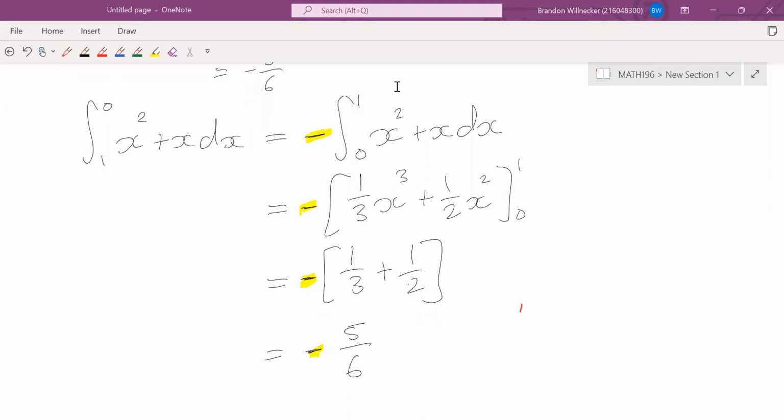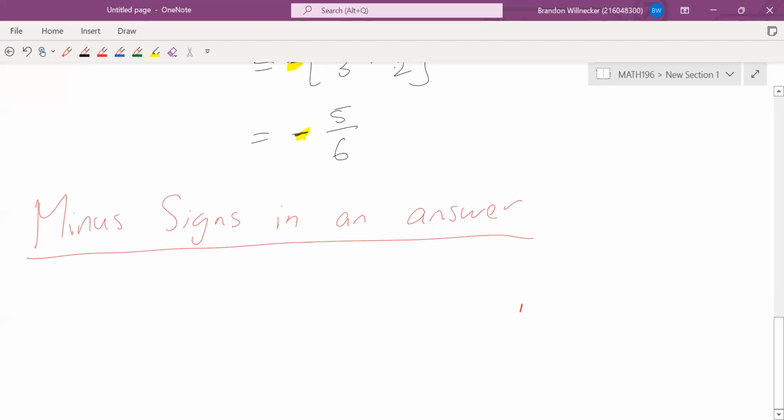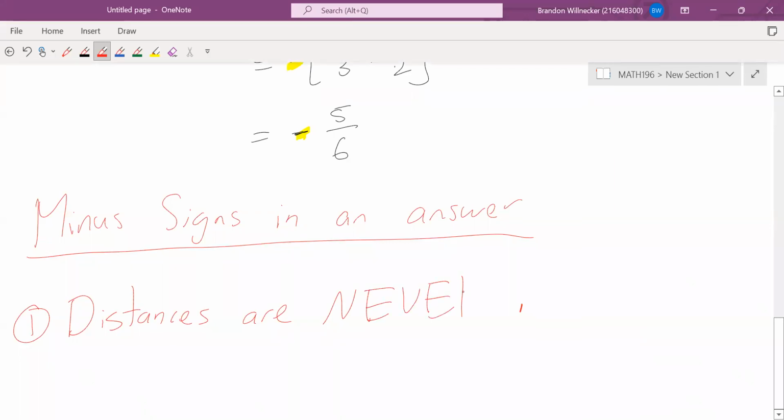Question here: are we allowed to get a minus sign in our answer? Let me just make a big note about that before we move on. Minus signs in an answer. Okay, so number 1, distances are never negative. If I ask you to find a distance and your answer is negative, you've done something wrong.